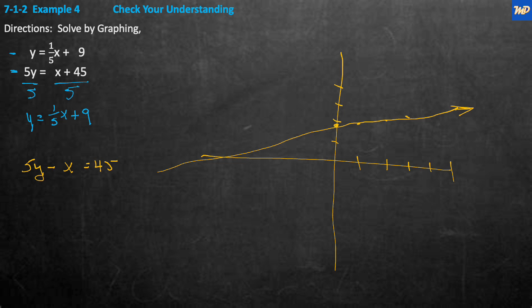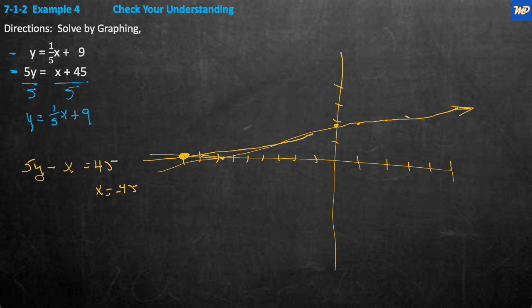Can I say next x equal to negative 45? That's going to put it way over here. Well, could be way out here. 5, 10, 15, 20, 25, 30, 35, 40, 45. Obviously, my line missed, and I probably did miss. So it's probably right out here, right? So I have that.